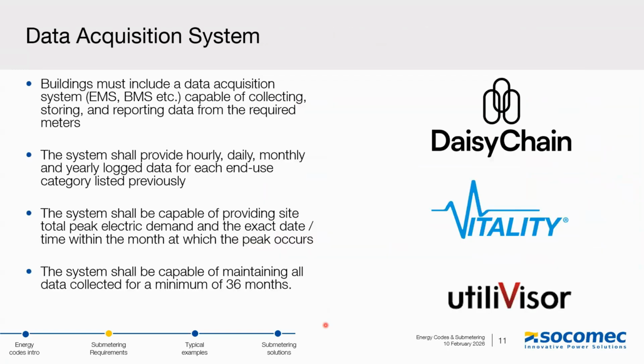There are some requirements about the data acquisition systems. The standard says that the building must include a data acquisition system that's capable of collecting, storing, and reporting data from the required meters. The system has to provide hourly, daily, monthly, and yearly data, and the system has to be capable of logging data for a minimum of 36 months.